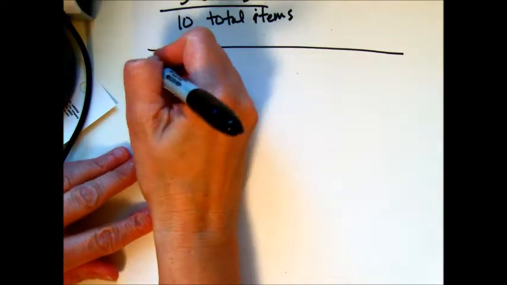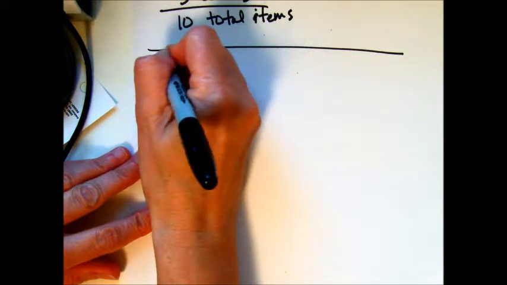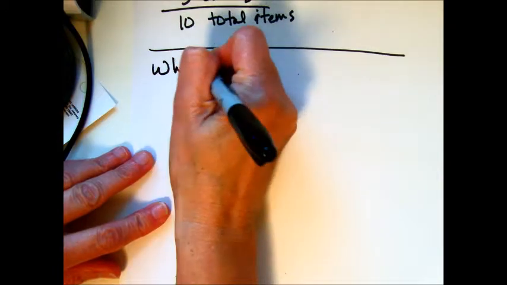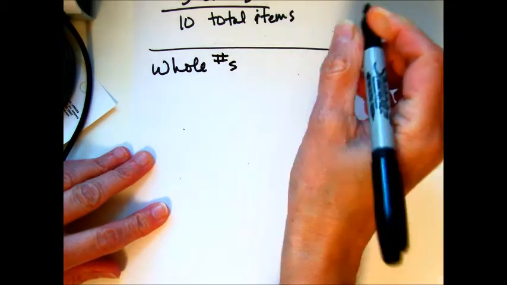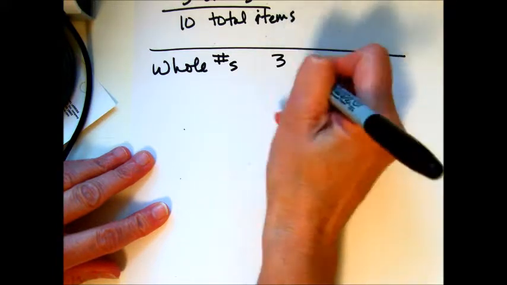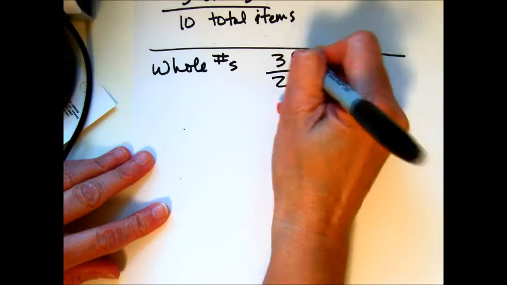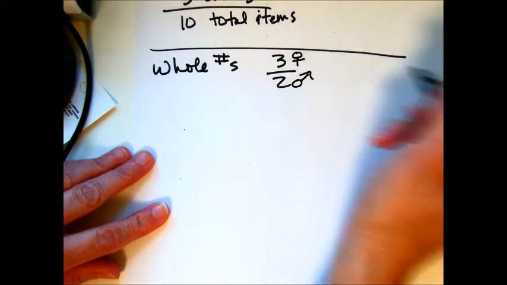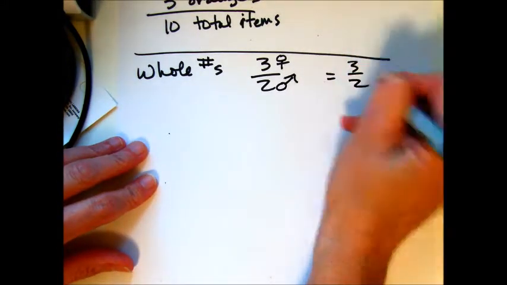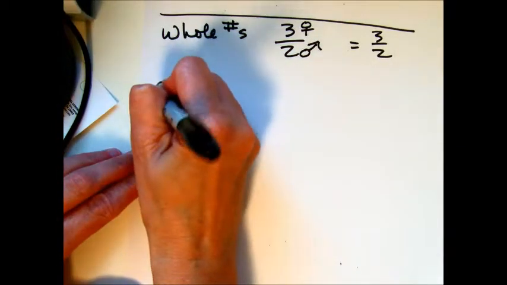We're comparing two items. So write down whole numbers. 3 is a whole number, so is 2. And let's say there's three females to 2 males. And so our ratio is 3 to 2, or 3 halves, as a fraction.